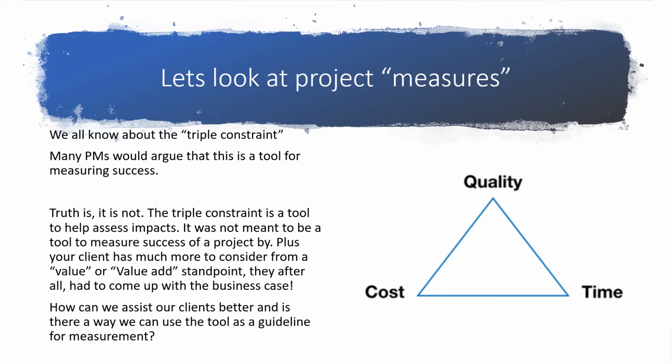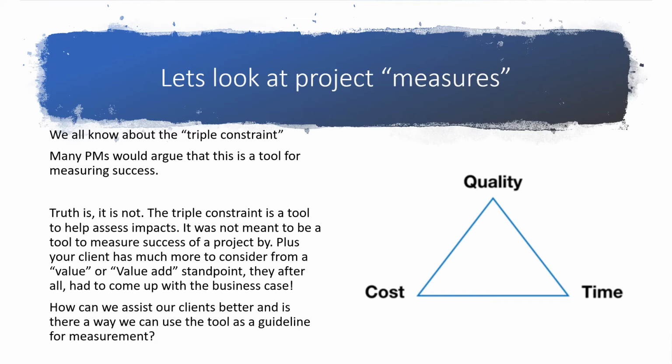The triple constraint was there to help us as project managers assess impacts. It's not really meant to measure projects or the success of projects. So your client, if you just talk about time, cost, quality, it really doesn't mean anything to them unless you've broken these things down and specifically explained what they mean. What the client is looking at, because often they write the business cases, is what's the value of this product or service, and what value add is it bringing to the business or to my team.